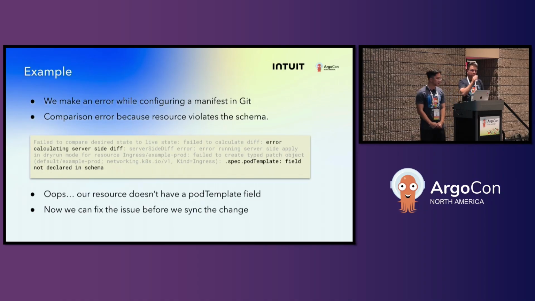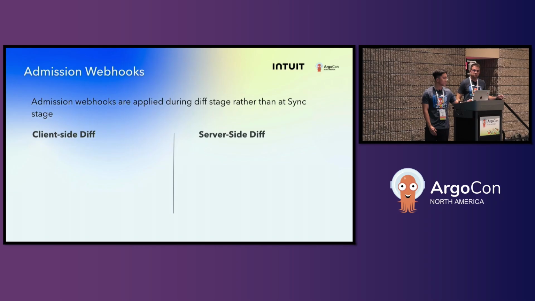So why is this good? In the diff stage, since we caught this error, we never synced our change. And if we found this error while we synced, that could potentially leave our cluster in a bad state, as we could have failed to sync halfway and partially applied resources or left some orphaned resources behind. With server-side diff, we would be in a clean state as we never synced.